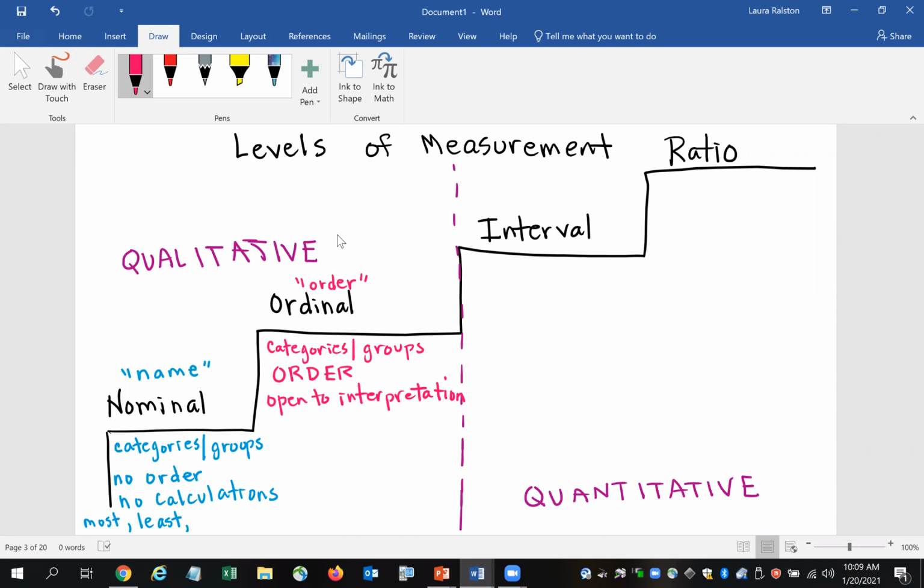But again, we're still dealing with primarily words and phrases, so you're not going to perform really any kind of calculations. Again, you could tell me which one occurred the most, which one occurred the least, and you definitely could give me a ranking, but those rankings are open to the interpretation of, say, the judge.